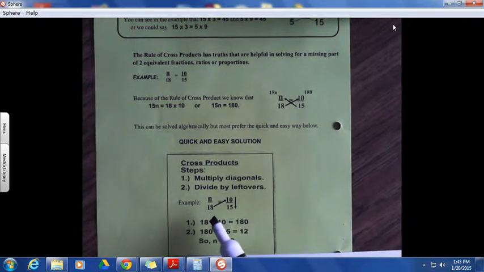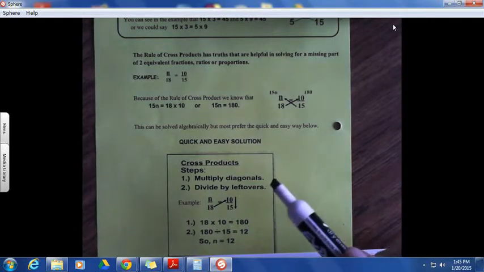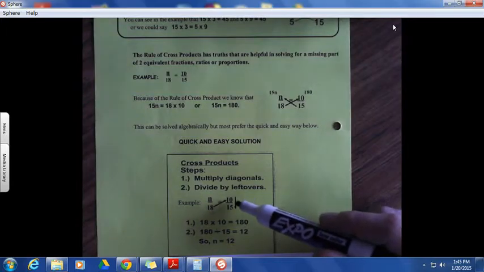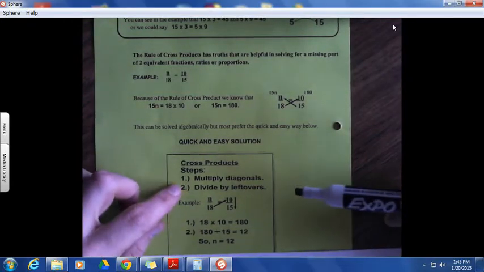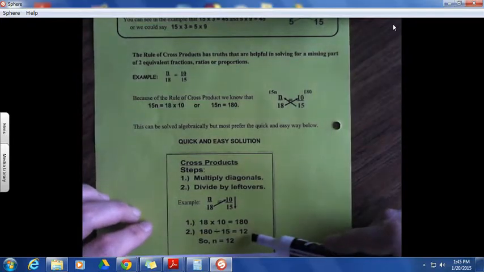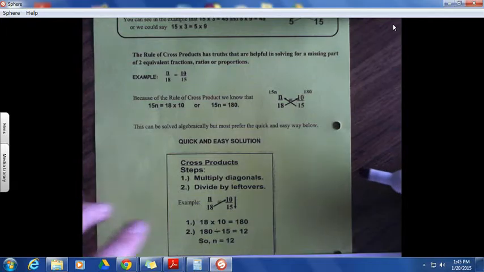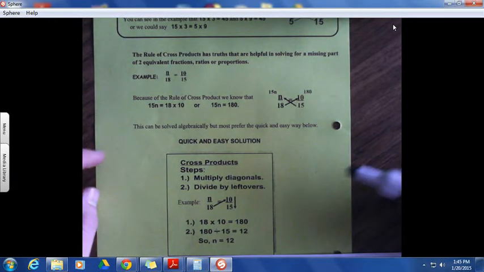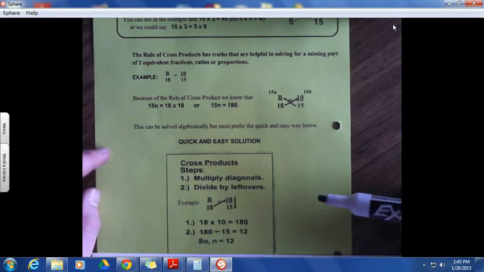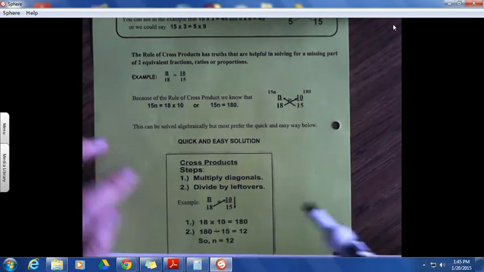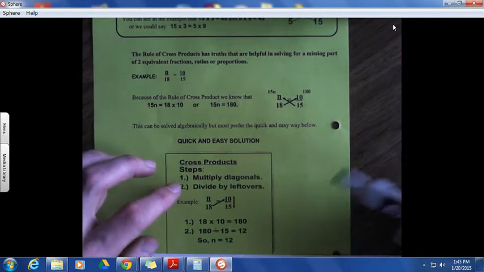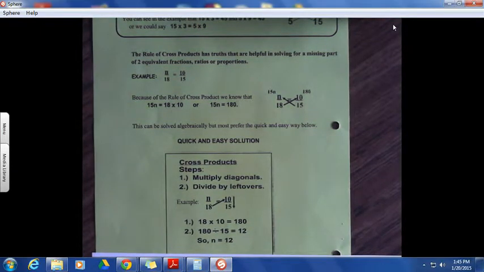In this example, we multiply the diagonals. The numbers that are across from each other diagonally are 18 and 10. 18 times 10 is 180. Then 180 divided by 15, because we divide by the leftovers in step 2, equals 12. So n equals 12. We multiply the diagonals: 18 times 10 is 180. We divide by the leftovers: 180 divided by 15 is 12. And we solve for our missing piece using the multiply diagonals, divide by leftovers method.